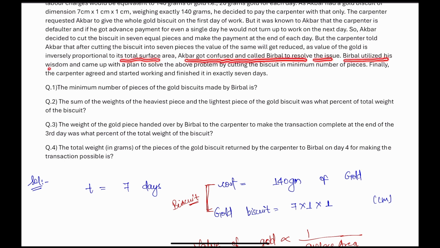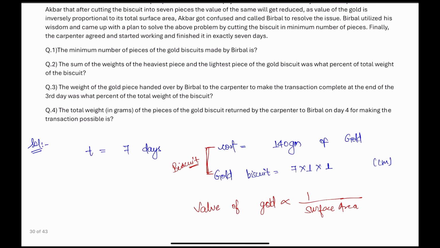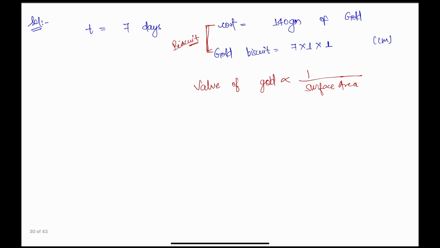Akbar got confused and called Birbal to resolve the issue. Birbal utilized his wisdom and came up with a plan to solve the above problem by cutting the biscuit in a minimum number of pieces. So if I read this line, can I not say that the gold has to be cut? The gold has to be cut, but what Birbal did, he utilized his brain, his wisdom, and came up with an idea that the cut is minimum. So minimize the cut. Our goal, or Birbal's goal, was to minimize the cut. Cut will be there, but minimize the cut.